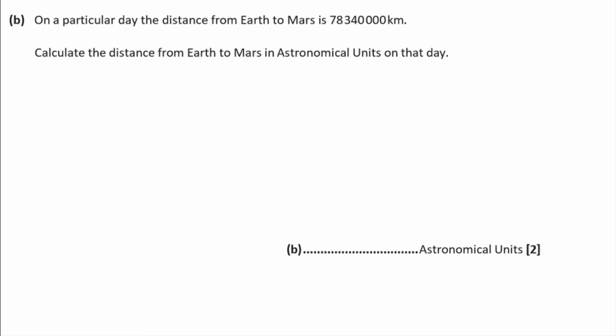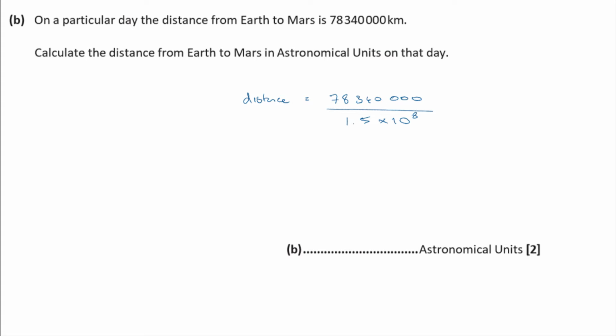Part B, on a particular day, the distance from Earth to Mars is, how many zeros is that? 78,340,000 kilometers. Calculate the distance from Earth to Mars in astronomical units on that day. Okay, so we'll go back the other way this time. We're starting in kilometers and we want to convert into astronomical units. So last time we had to multiply, didn't we? So I think this time we're going to have to end up dividing. So I'm going to have 78,340,000 divided by 1.5 times 10 to the 8. I'm just going to use the calculator function to do that.